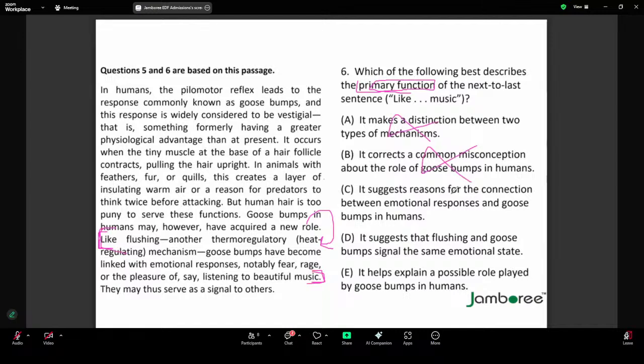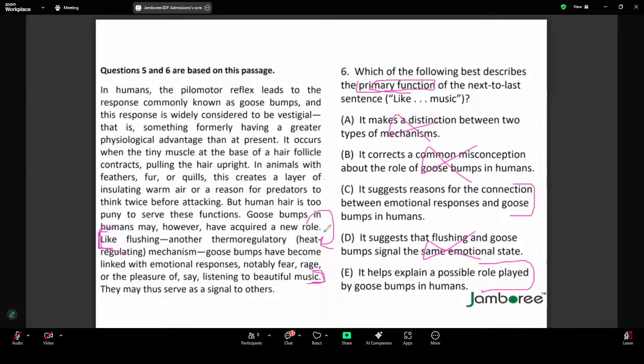Reason for the connection between emotional responses and goosebumps. Oh, this looks curious. Probably not right. Goosebumps signal the same emotion? They definitely don't. It explains a possible role. Yeah, this is more relevant. It could explain a possible role because it suggests a reason for the connection between emotional responses and goosebumps.